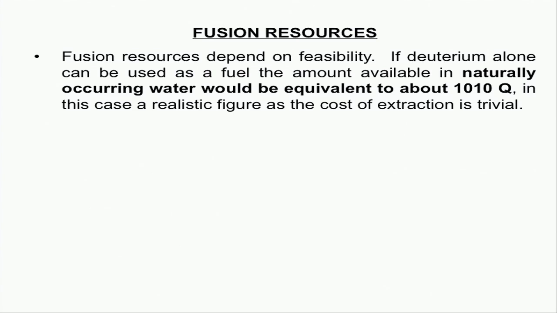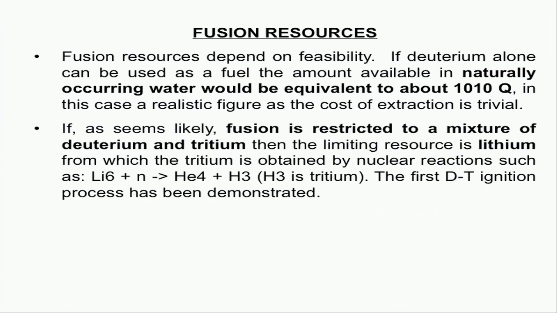Now, if we were to look at deuterium as the main fuel in a fusion reactor, well, in naturally occurring water, of course, there's a lot. In fact, it's estimated there's around about 10^10 Q just by extracting deuterium from water, because that's a very easy and low-cost process. However, it's looking like modern future fusion reactors, if they ever get built, are going to be restricted to a mixture of deuterium and tritium.